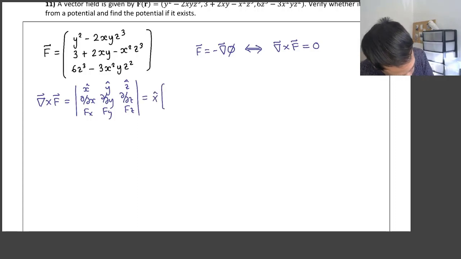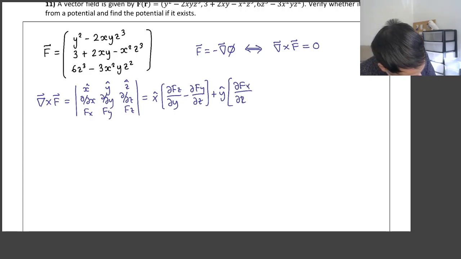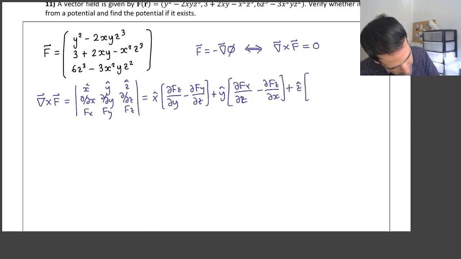X hat times the determinant created when you cross out that row and that column. Plus y hat times the determinant created when you cross out this row and this column, but with a minus sign. So it will be this times this minus this times this. Plus z hat times the determinant created when you cross out that row and that column.